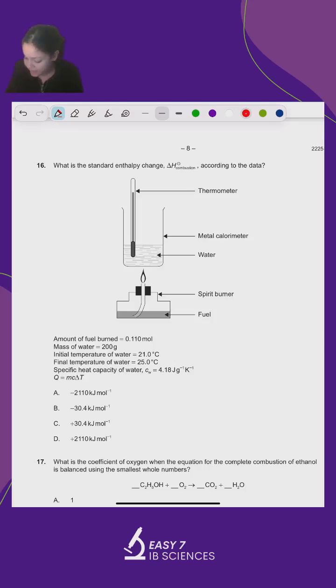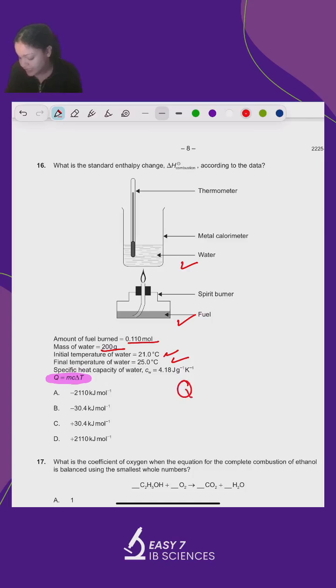So this data provides us with the amount of fuel that is burned here, the mass of the water as well. It provides the initial temperature and the final temperature. Oh my god guys, they're being so nice to us. They've shown us the equation that we need to use, and that is Q equals MC delta T. So all we have to do really is just plug in those parameters. If you have a calculator, we're going to go through it.